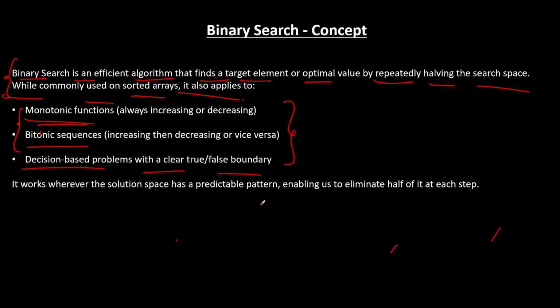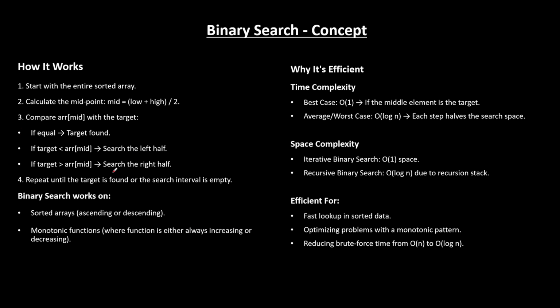So it works wherever the solution space has a predictable pattern, enabling us to eliminate half of it at each step. It has to be a predictable pattern, right? Since monotonic is a predictable pattern, bitonic is a predictable pattern, right? So that's the way it goes. Now, how binary search works, that's the important thing.